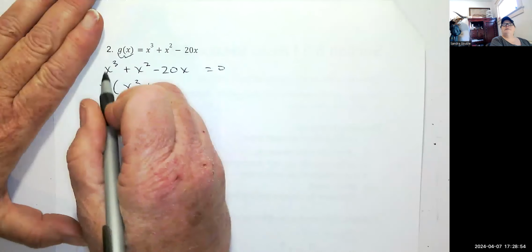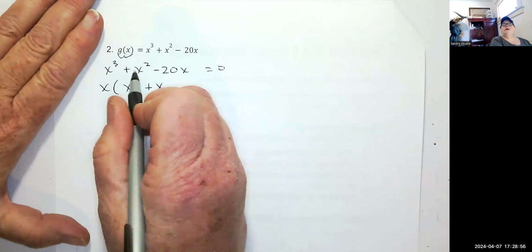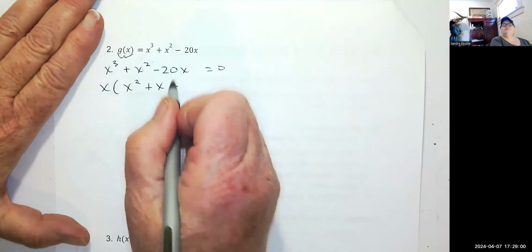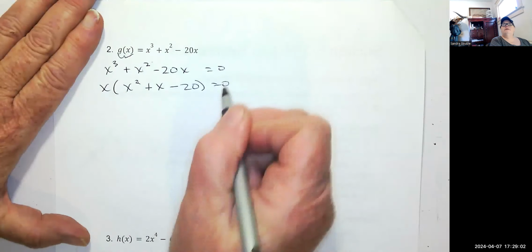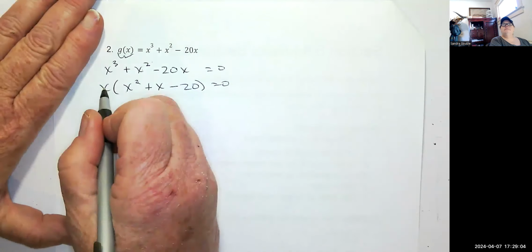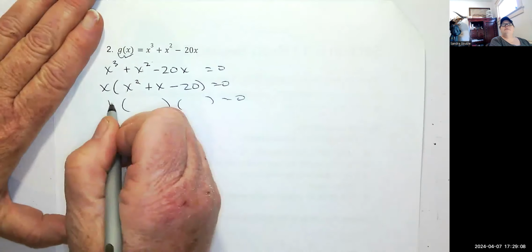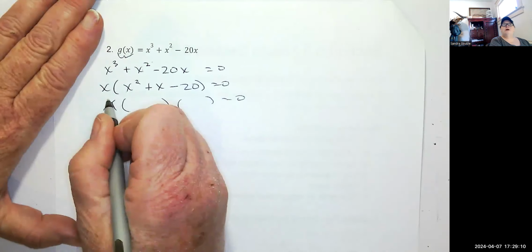X squared, x taken out of x cubed is x squared. X taken out of x squared is x. And then take an x out of this one, it's negative 20. I can either continue factoring this, or I can just set them each equal to 0 and solve.